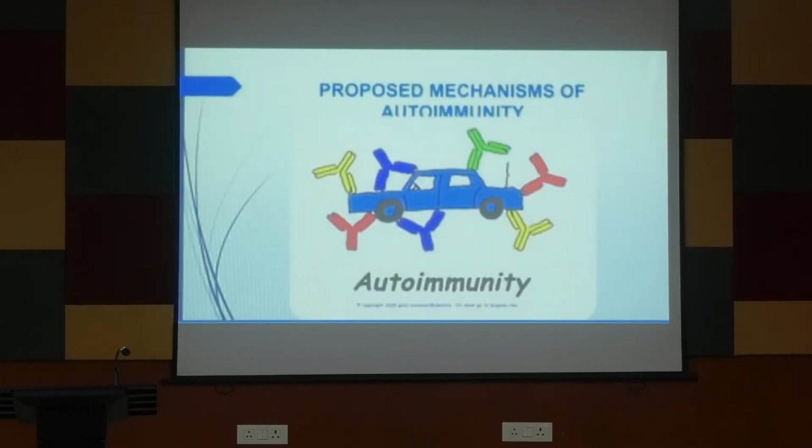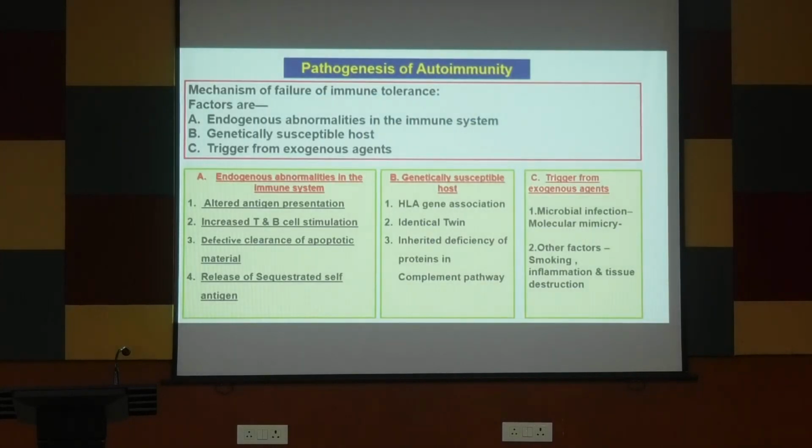Now, what is the proposed mechanism of autoimmune disorder? The proposed mechanism is endogenous abnormality. There may be genetic susceptibility, also triggering from an exogenous agent. What is this? Endogenous abnormality means altered antigen presentation, increased B cell and T cell activation, defective clearance of apoptotic cells, and release of sequestrated antigen.